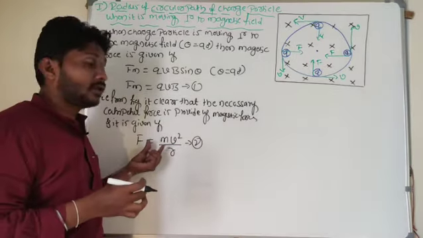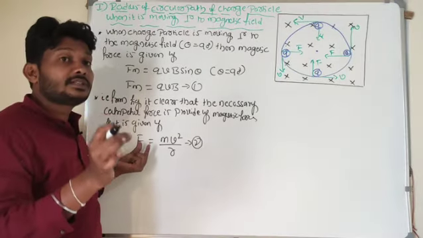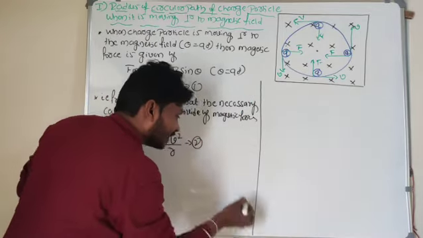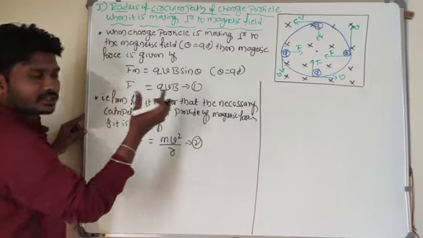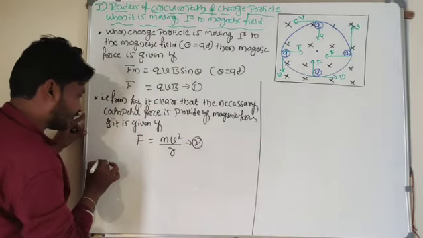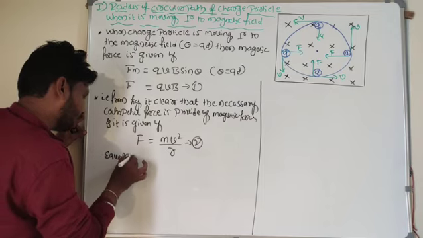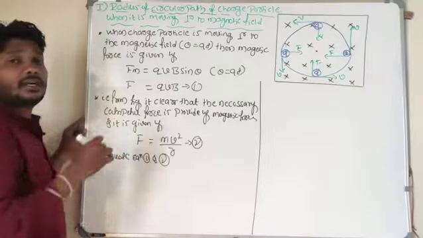This is the expression for the centripetal force. In that first PU chapter we got this expression. Centripetal force means the force which is acting towards the center of the circle. Look at here, these two forces are the same. Equate equation 1 and 2.